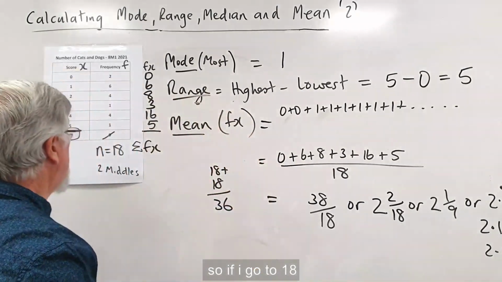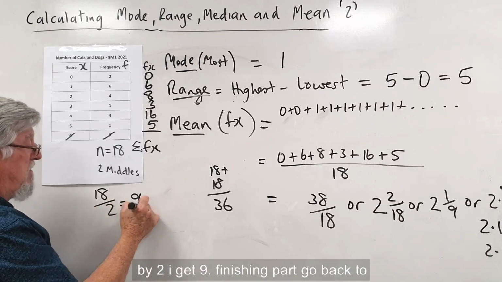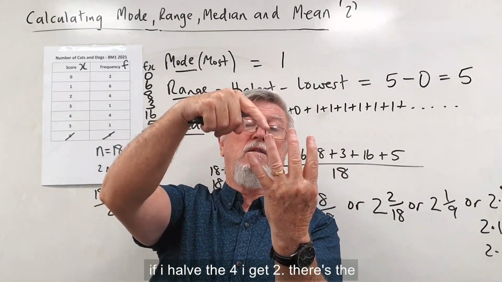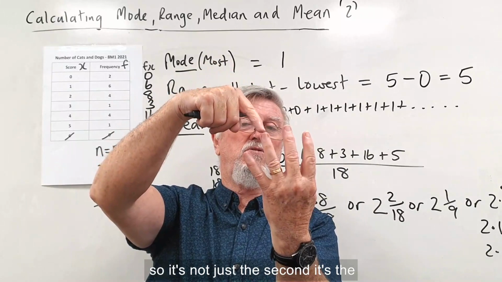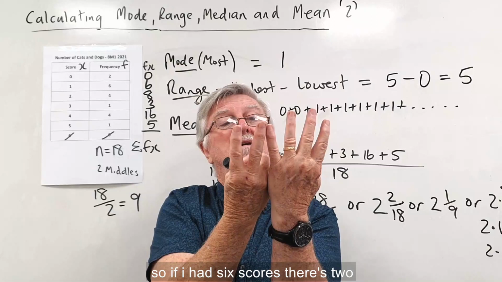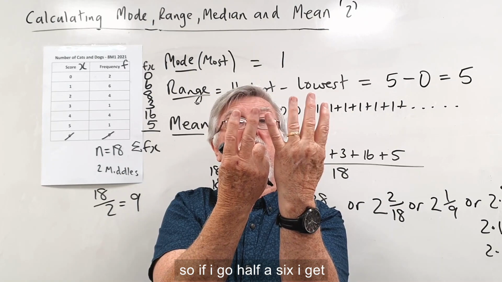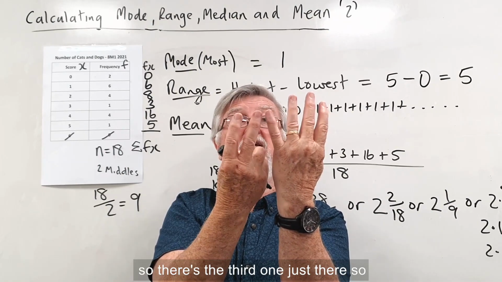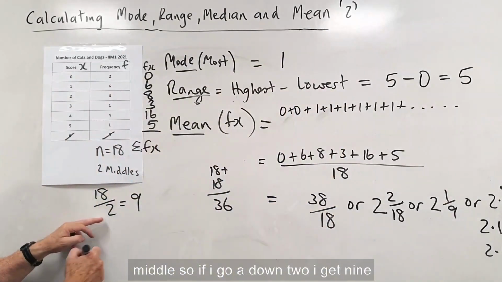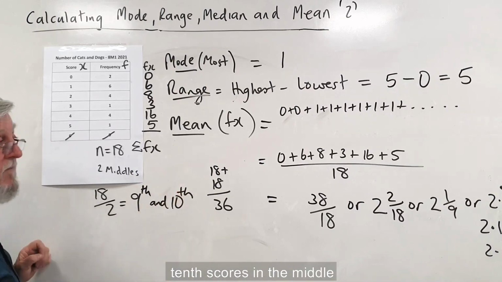So if I go to 18, and I halved 18, so if I said 18 divided by 2, I get 9. Interesting part, go back to this one. If I halve the 4, I get 2. So it's not just the second, it's the second and the third. So if I had 6 scores, there's 2 middles. So if I go half a 6, I get 3. So the third and the fourth one are the middle. So if I go 18 on 2, I get 9. That's the 9th and the 10th scores in the middle.